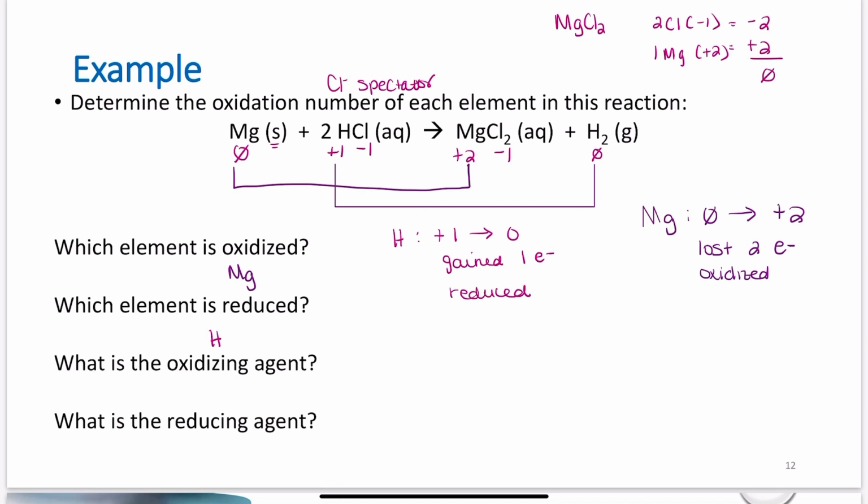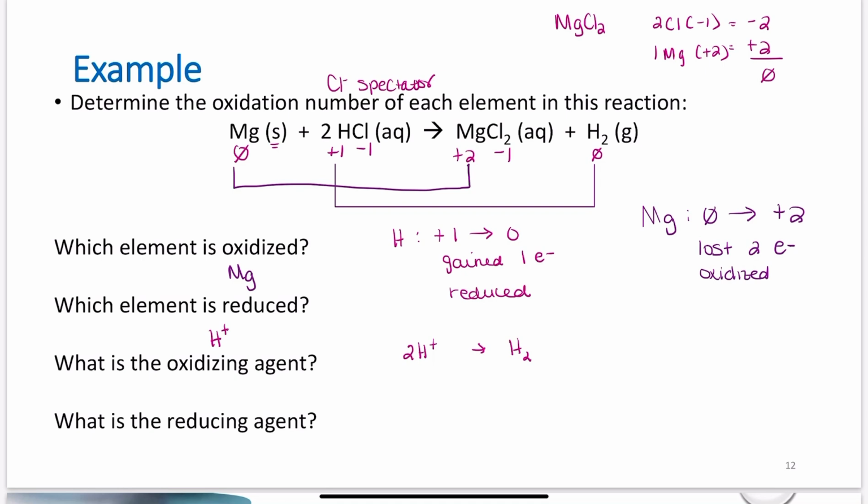Now, overall, 2 electrons were transferred, right? The magnesium lost 2 electrons. Those 2 electrons have to go somewhere. We did lose 2 electrons, but I had 2 H+ reduced to H2. So each hydrogen ion took 1 electron. Which element is reduced? H+. Hydrogen is not reduced. Hydrogen itself, when I just say hydrogen, it's implying it's neutral. The hydrogen ion was reduced.